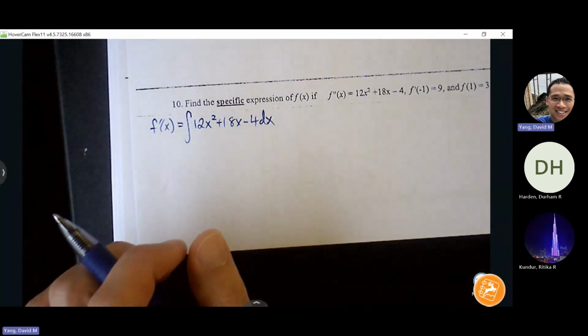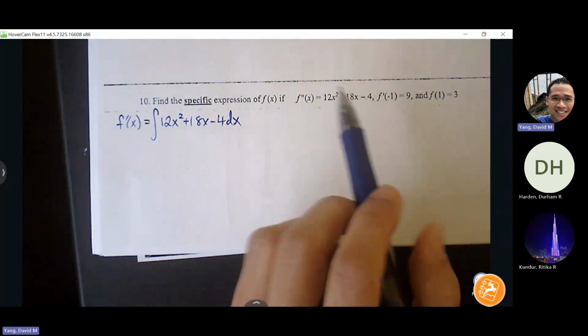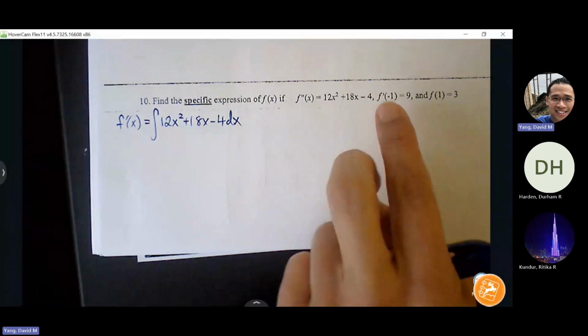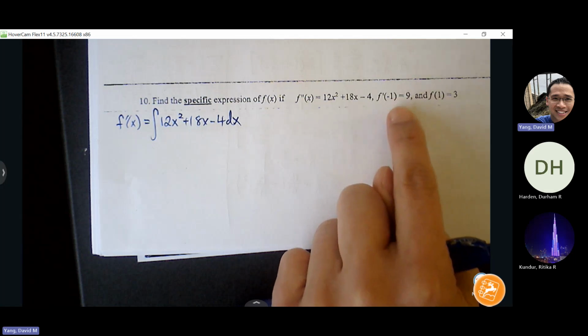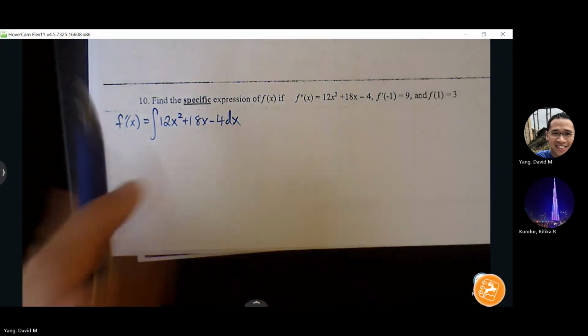Okay, here's number 10. It says find a specific expression, but we're at the second derivative level. So we'll take the antiderivative, and a plus c will show up. This ordered pair will help us solve for that c at that prime level. And then once we get that c taken care of, we'll take the antiderivative again. Another plus c sub 2 or plus k will show up, and we'll use the second ordered pair at the function level to solve for that constant.